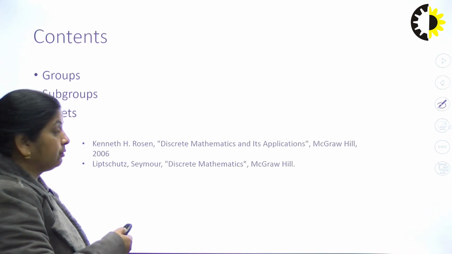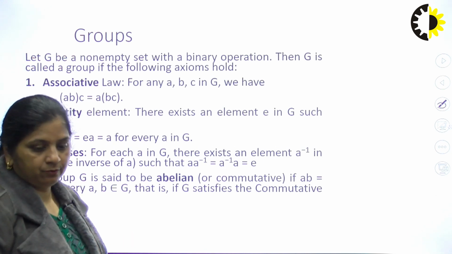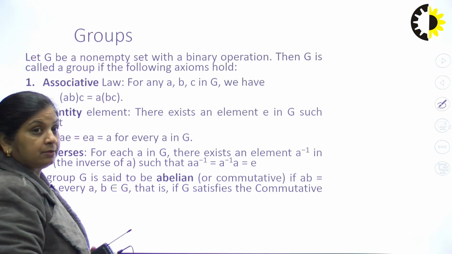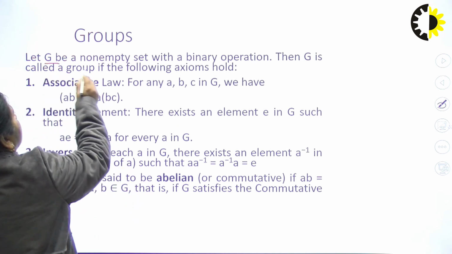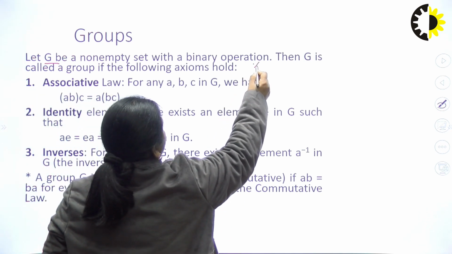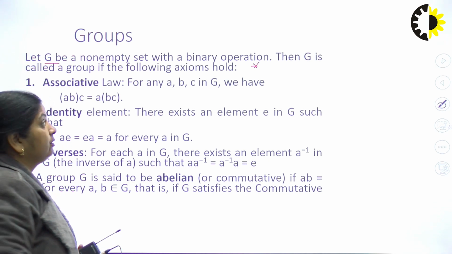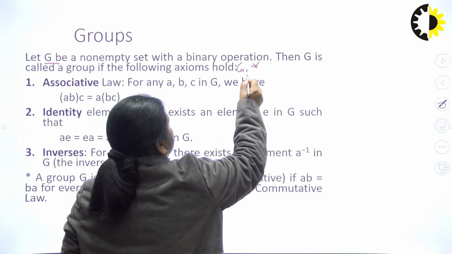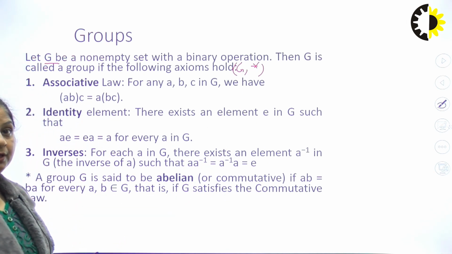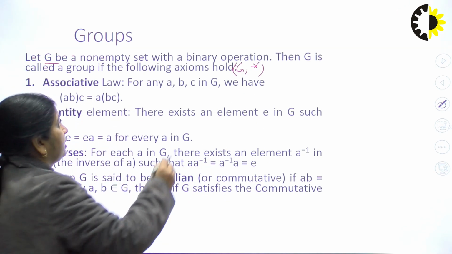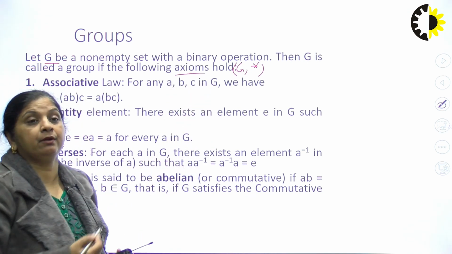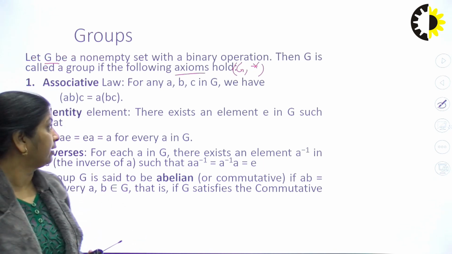So I am starting with groups. What is a group? When we are given an algebraic structure such that G is a non-empty set with a binary operation, let me call it star, then G with this binary operation star, that is (G, *), forms a group if the following axioms hold. So what are the axioms? These following properties must hold.